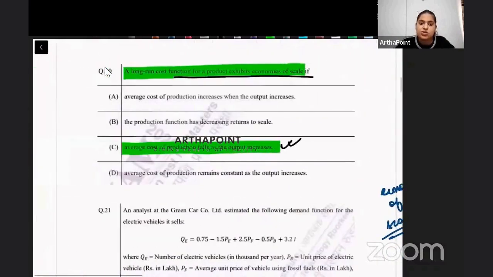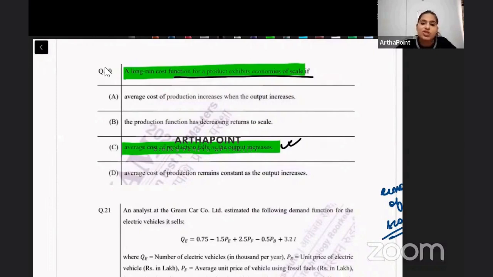So the correct answer to this question is C. Average cost of production falls as output increases. So you see that in one marker, the kind of questions that came were pretty basic. You just have to see the properties of different kinds of market forms and utility functions, and you're able to score marks in that.